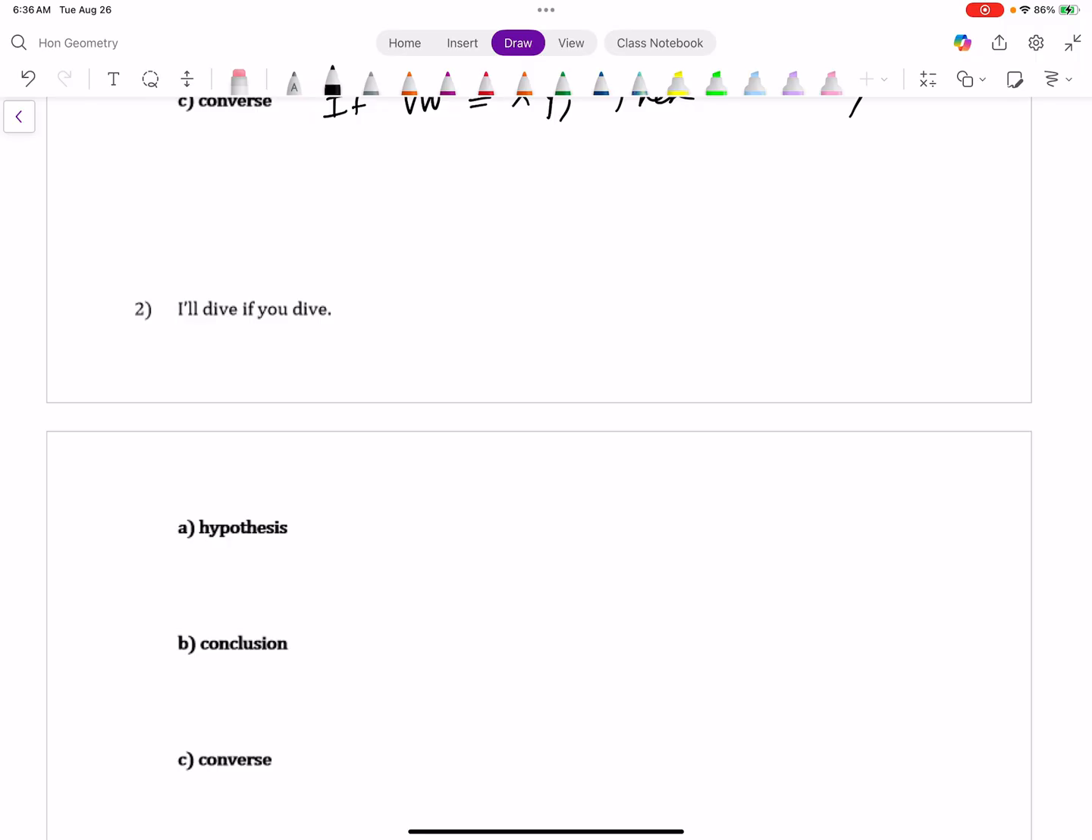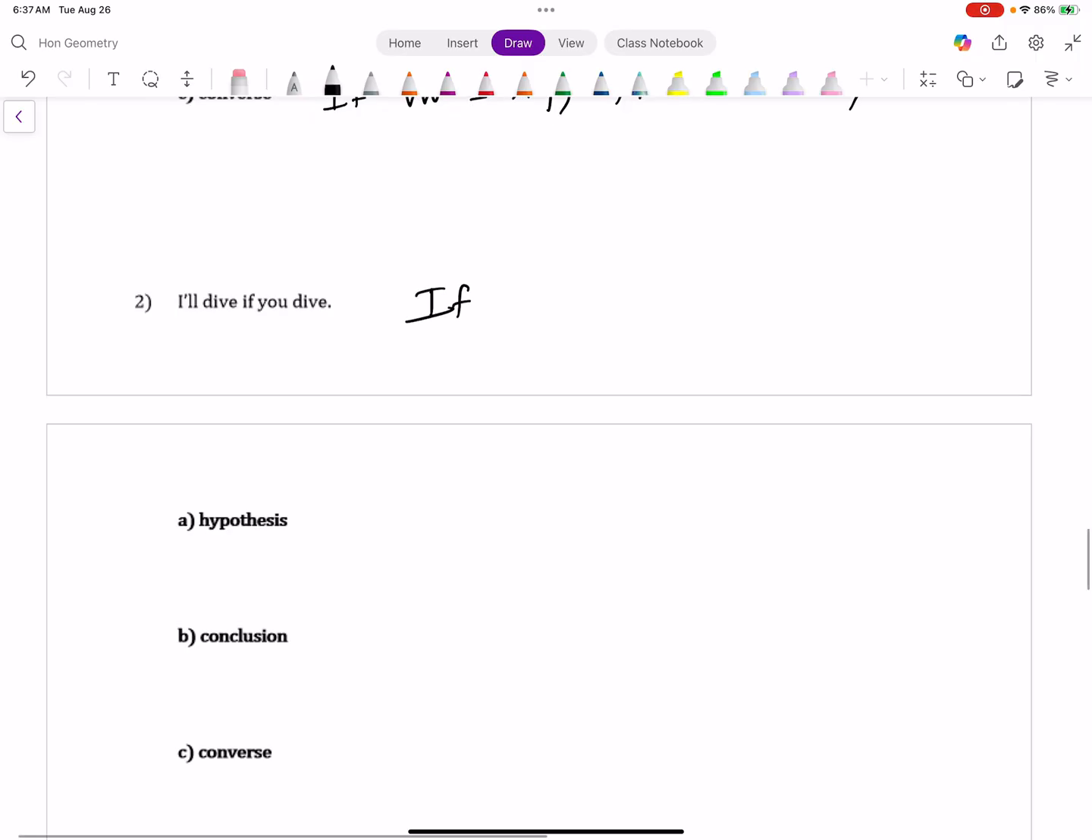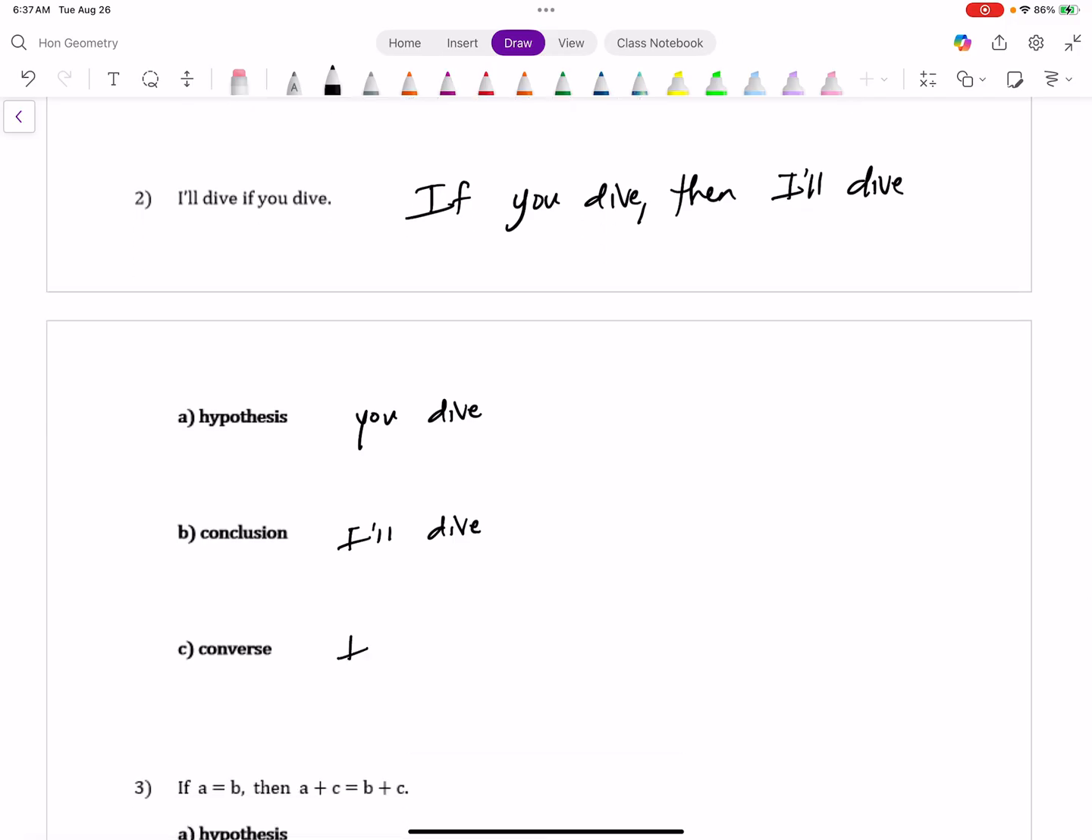So I'll dive if you dive. I just think it helps to make it an if-then. So if you dive, then I'll dive. So the hypothesis is that you dive. The conclusion is that I'll dive. And the converse is if I dive, then you'll dive. Okay. Don't know if that's true or not.